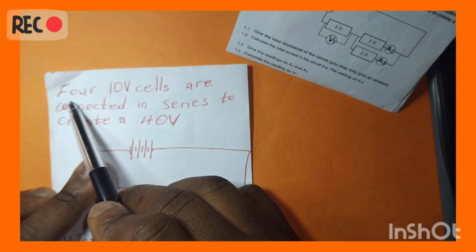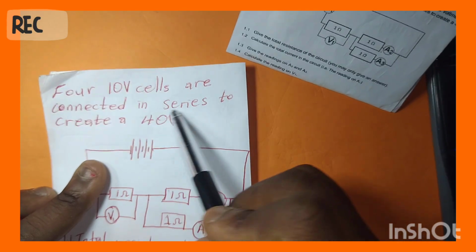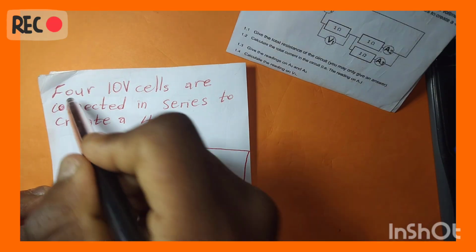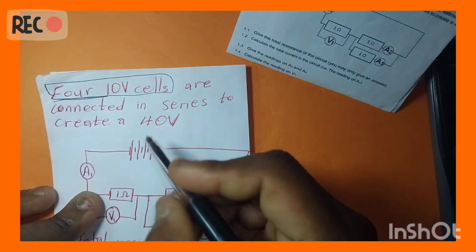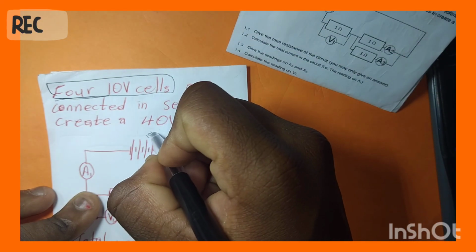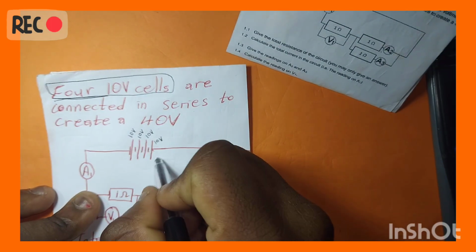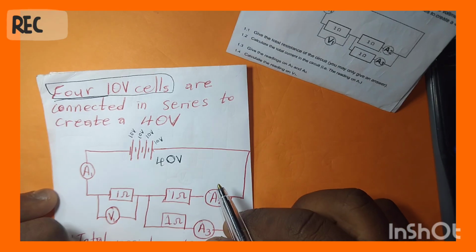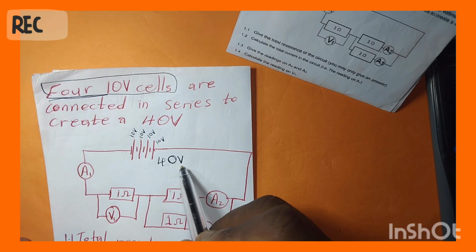It simply says that four 10-volt cells are connected in series to create a 40 volt battery. So we've got 4 cells, they all contain 10 volts, 10 volts, 10 volts. When you combine them, they will create a battery of 40 volts. Do you see? By the way, this is your total voltage.